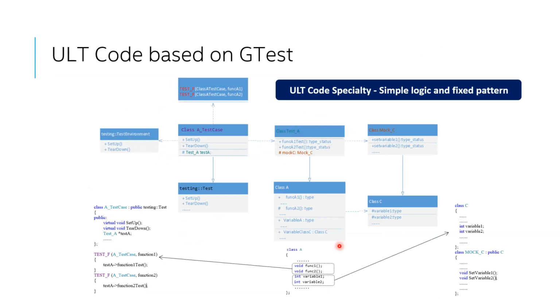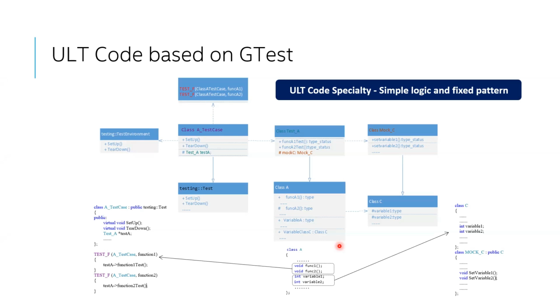Next, we will have a brief introduction about our client side, that is the auto ULT code generation system. Before we introduce the client side auto ULT generator, let us start with some introduction about our ULT code specialty. Why do we think it is feasible to auto generate the ULT code? It is mainly because of the ULT code specialty.